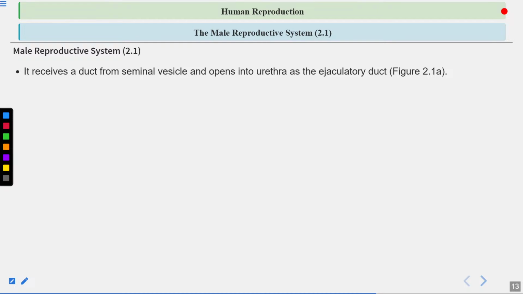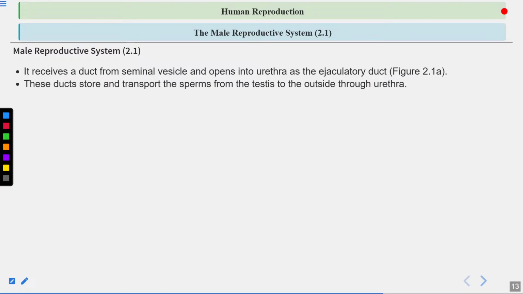Okay, so vas deferens. Vas deferens receives a duct from the seminal vesicles and opens into the urethra as the ejaculatory duct. So these accessory ducts store and transport the sperms from the testes to the outside of the body through the urethra.